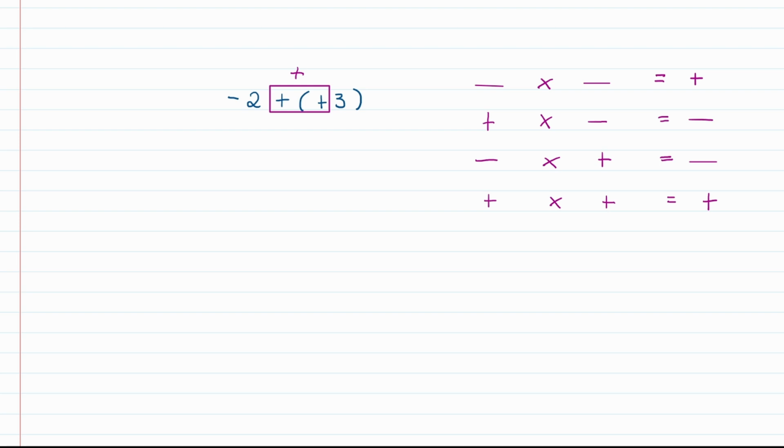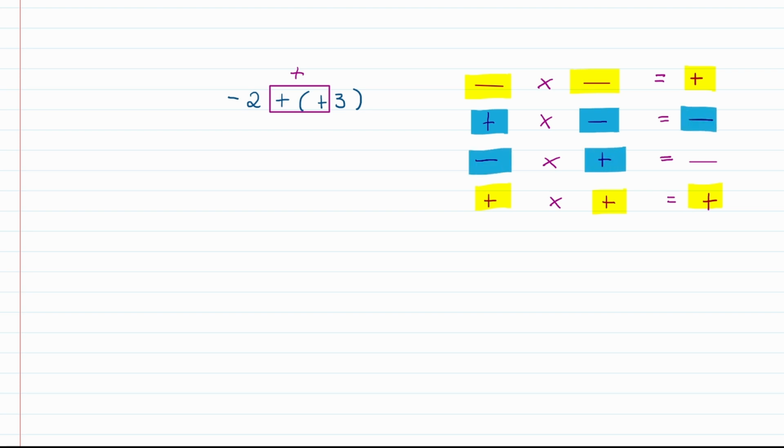So let's quickly recap on these rules. If you have two signs that are the same being multiplied together, your answer will be positive. So if you've got a negative times a negative or a positive times a positive, your answer will be positive. If you have two different signs multiplying together, your answer will always be negative. So like a -2 times a +6 would give us a -3 as an answer.